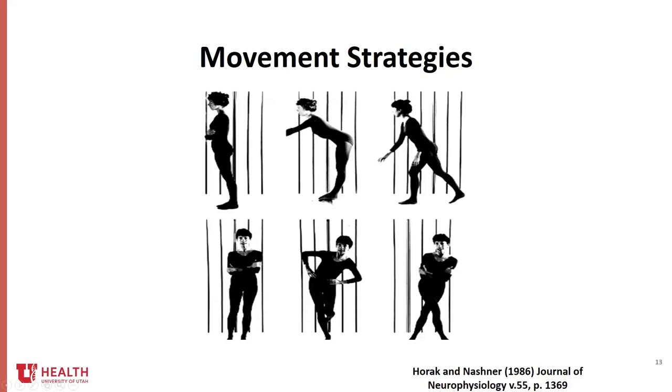On the left here is illustrated an ankle strategy. This person is moving about their ankle and they're swaying back and forth. In the center is called a hip strategy. You can see that this person is oscillating about their hip. On the far right, you see a stepping strategy. In this case, someone actually took a step to maintain balance.